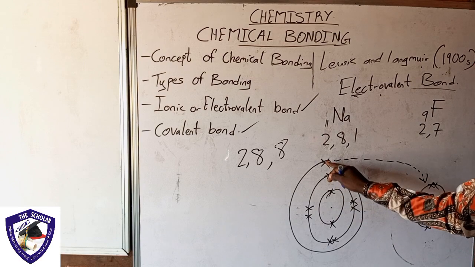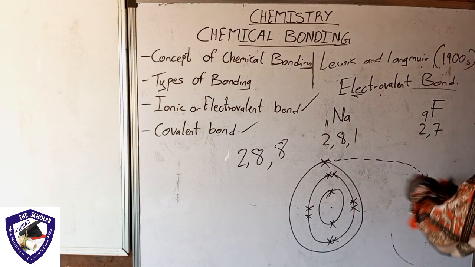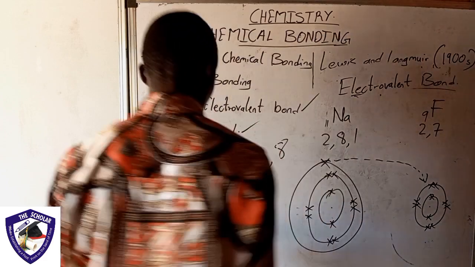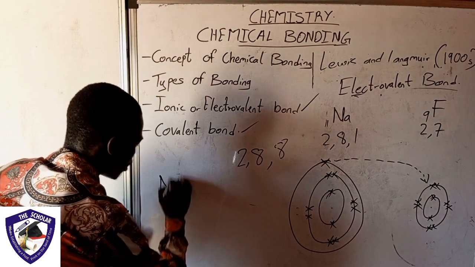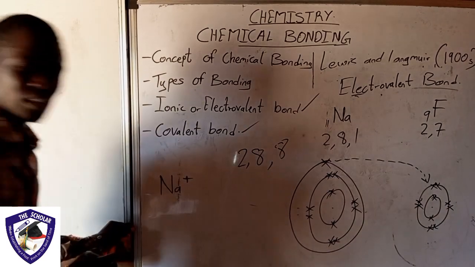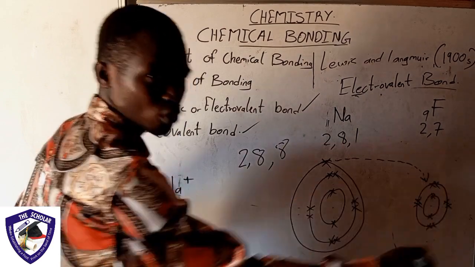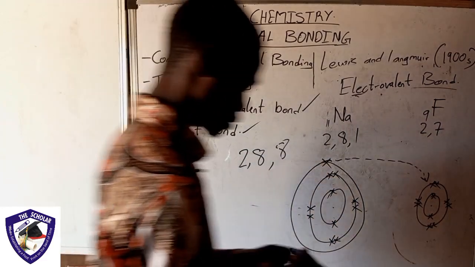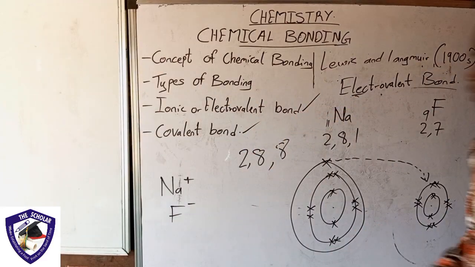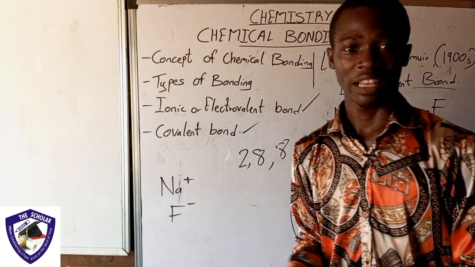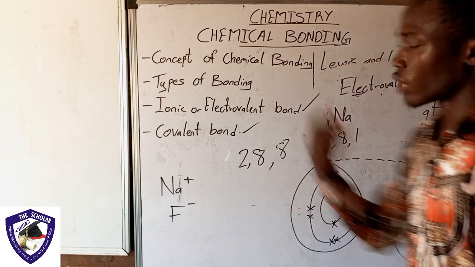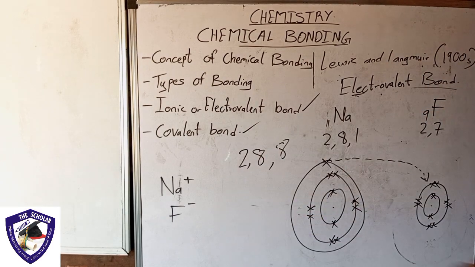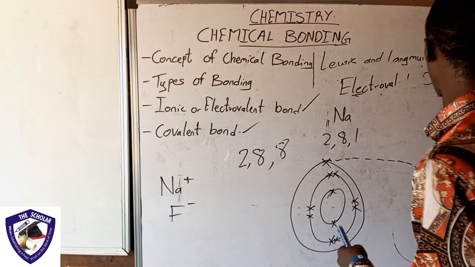We have this. The electron will be moving from what? From sodium to fluorine to form a what? To form a bond. So we'll be having, let me write it here. Sodium is going to be carrying a what? A positive charge, because it gives out 1 electron, while fluorine is going to be having what? A negative charge. So electrovalent bond, just as I said earlier, it involves the what? The transfer of electron from a less electronegative element to what? To higher electronegative elements. Now let's move to covalent bond.